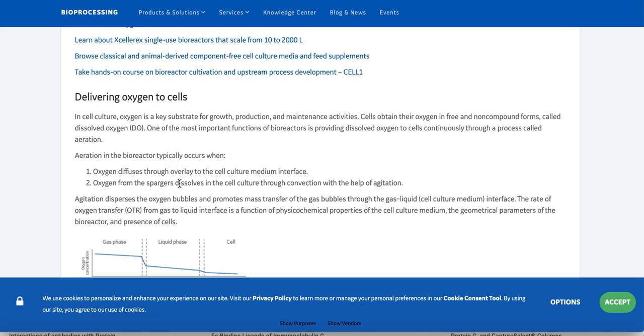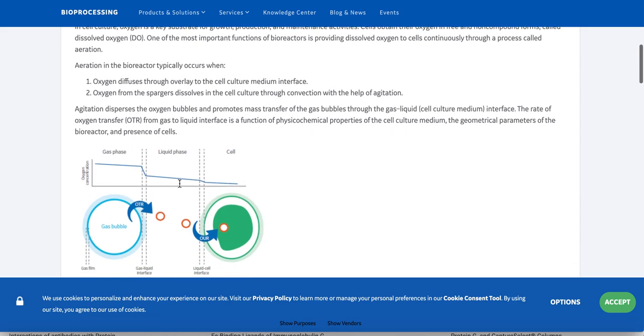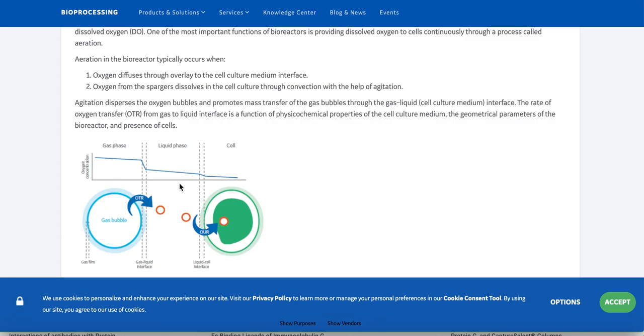Aeration in the bioreactor typically occurs when oxygen diffuses through the overlay to the culture medium interface. Oxygen from the sparger dissolves in the cell culture through convection with the help of agitation. Agitation disperses the oxygen bubbles and promotes mass transfer of the gas bubble through the gas-liquid cell culture media interface. The rate of oxygen transfer from gas to liquid interface is a function of physicochemical properties of the cell culture medium, the geometrical parameters of the bioreactor, and presence of cells.